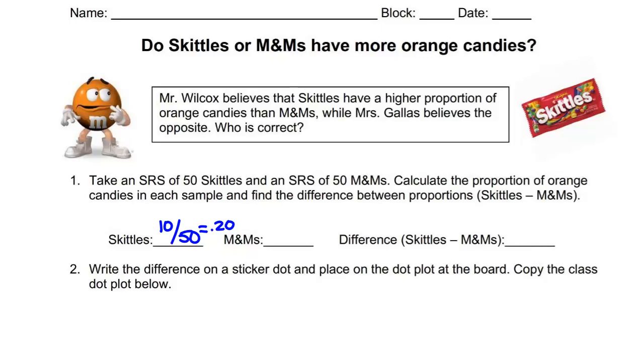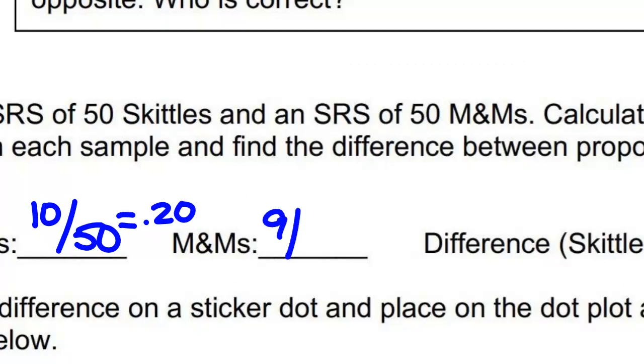And then you want to do the same thing for your M&Ms. You're going to get the proportion of orange. So 1, 2, 3, 4, 5, 6, 7, 8, 9. I only have 9 this time. 9 out of 50. 9 out of 50 is what percent?